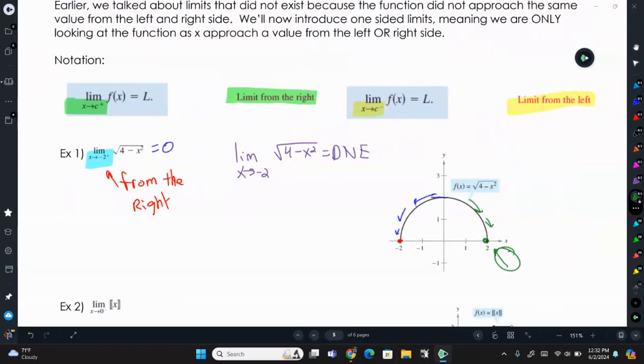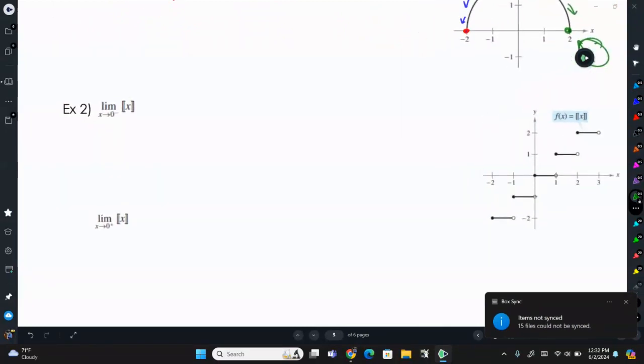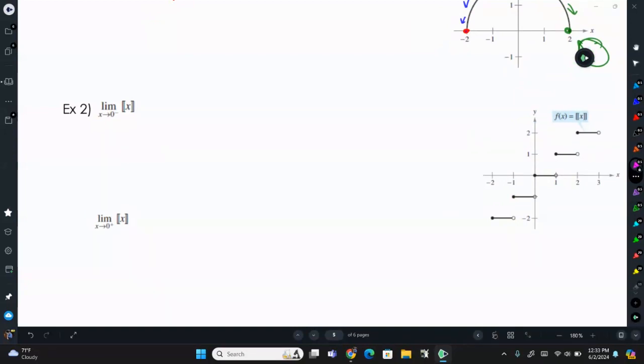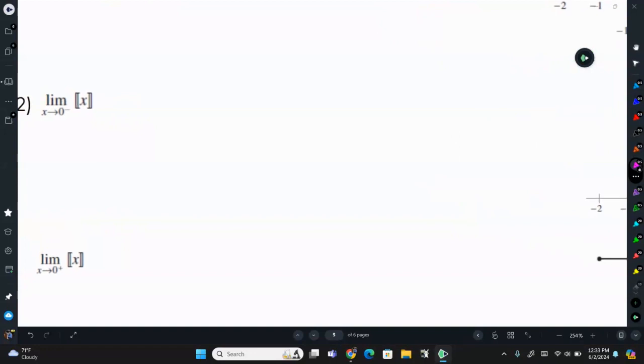So one-sided limits might be a little bit easier because you're only focusing in on one side. All right, now example 2, we want to know the limit as x approaches 0 from the left side of this function. This is called the greatest integer function, or sometimes called the step function because you look at the graph and it looks like stair steps.